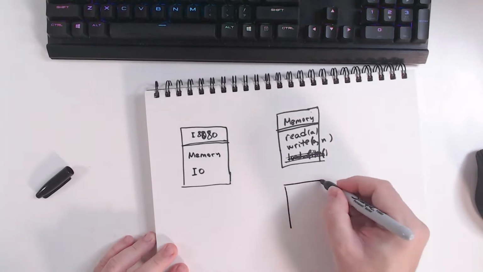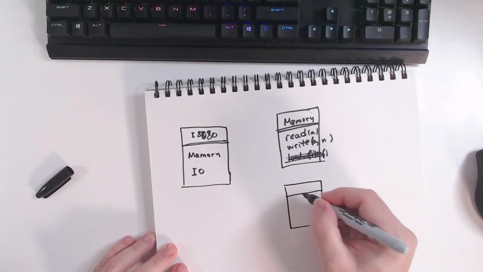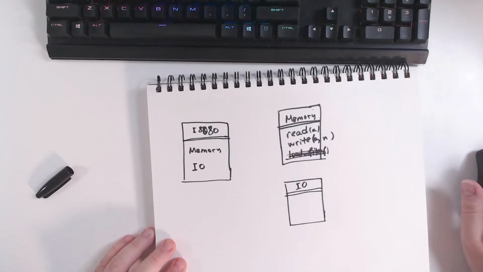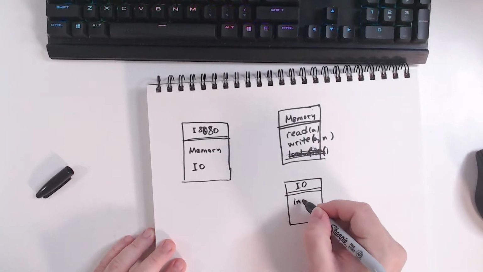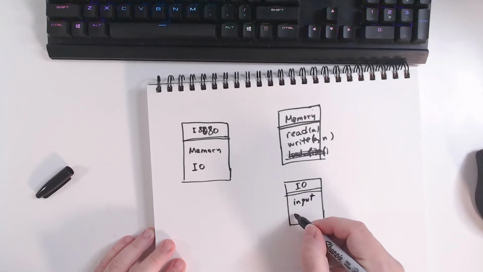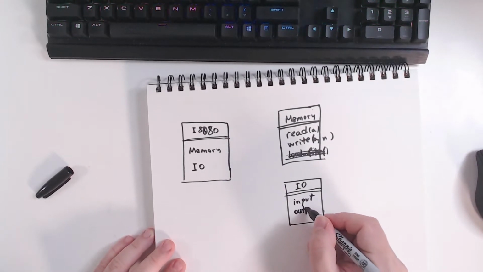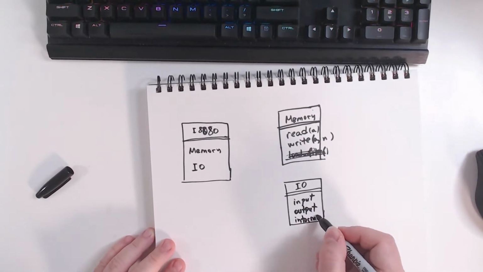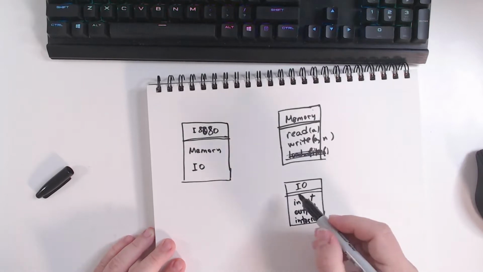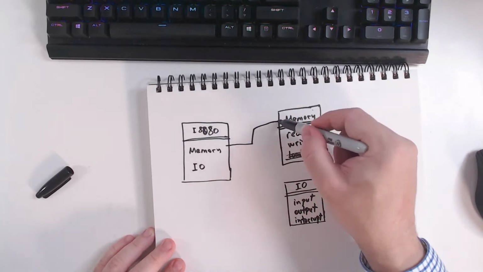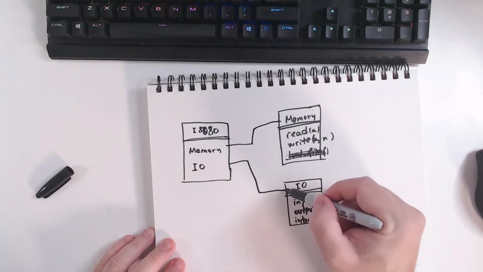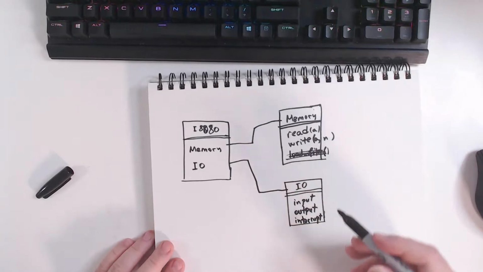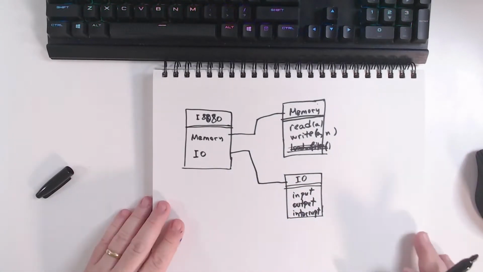And then the IO, we're going to need to have an input, and we're going to need to have an output and an interrupt. All right, so memory goes to here, and IO goes to here. And for this one, we have the source code, so we have to implement the source code just for these two other classes, and we have a fully functional system.